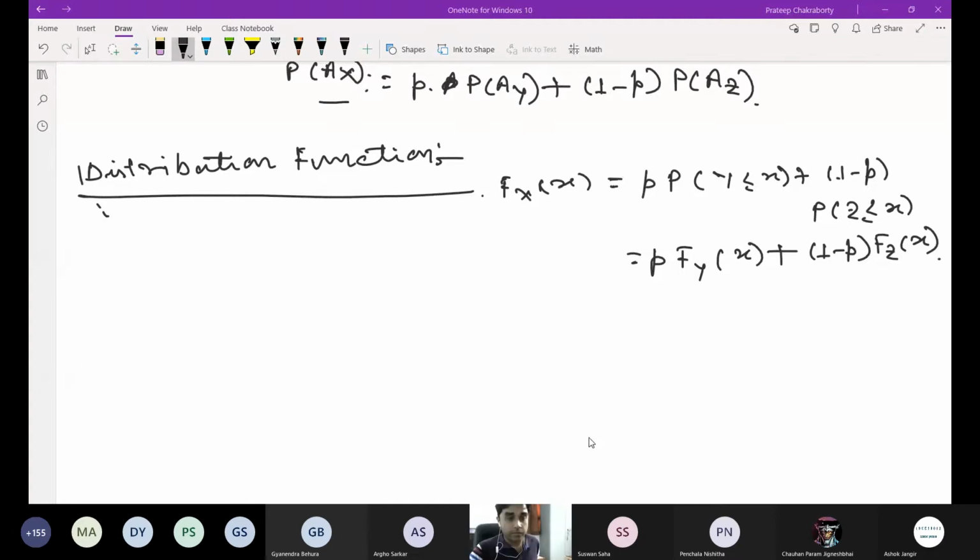Okay, any questions you have from the last hour? Anything about this transformation of a random variable or mixed random variable?